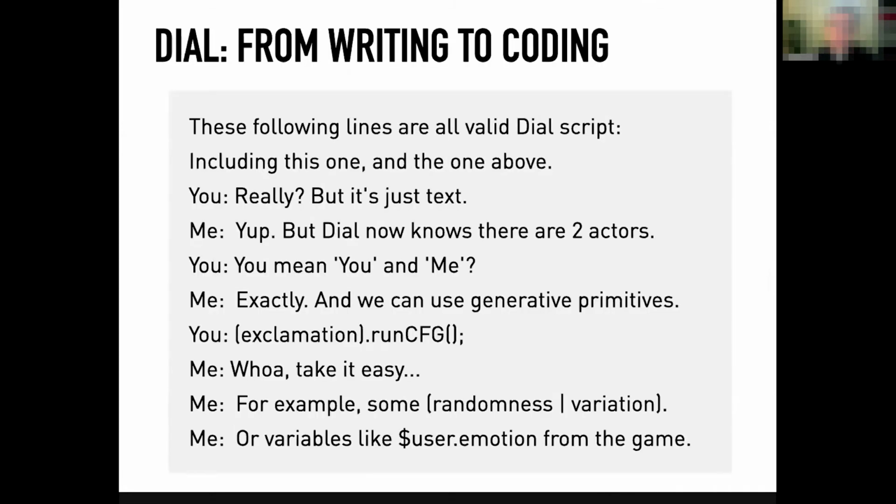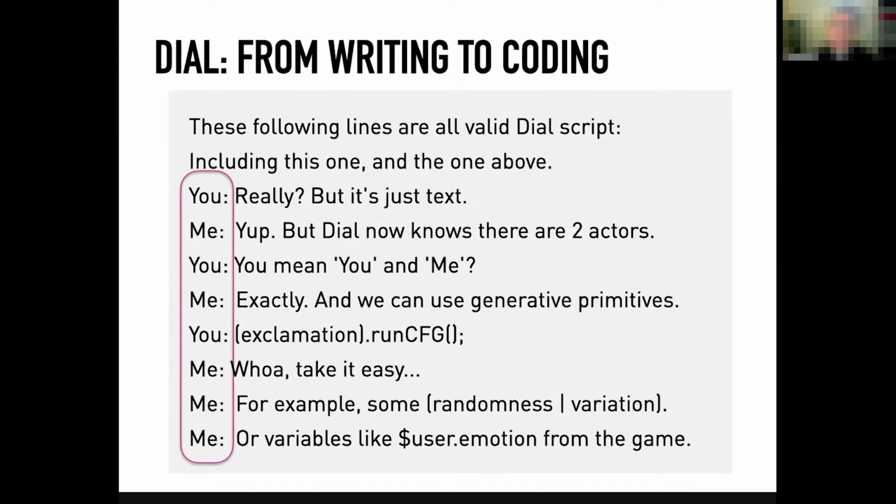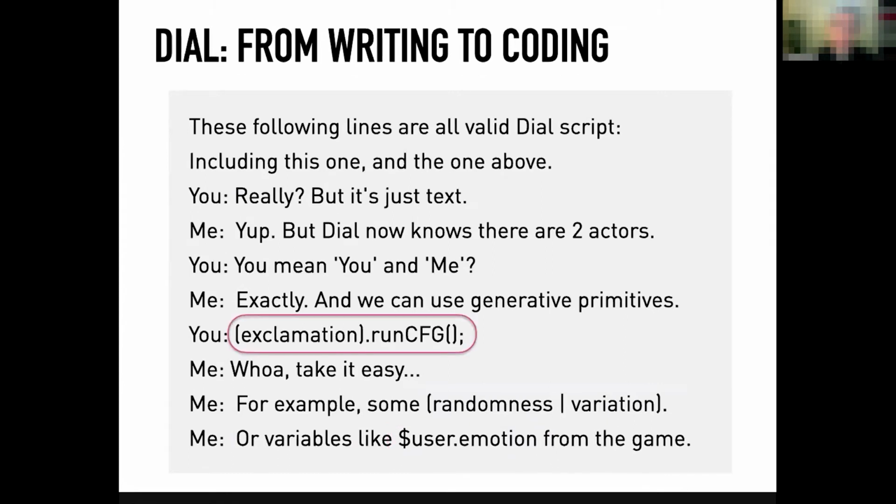Here are 10 more lines of valid Dial script, which is interpreted via an ANTLR 4 grammar. And they include primitives for identifying speakers, for integrating random variation, for referencing writer-defined or game world variables, and for calling out to, in this case, a context-free grammar, which is also written simply in Dial script, or to other NLG or even deep learning language models outside of the game.